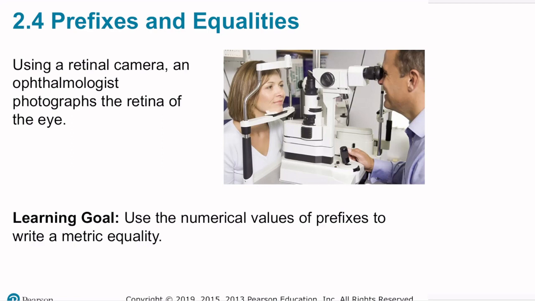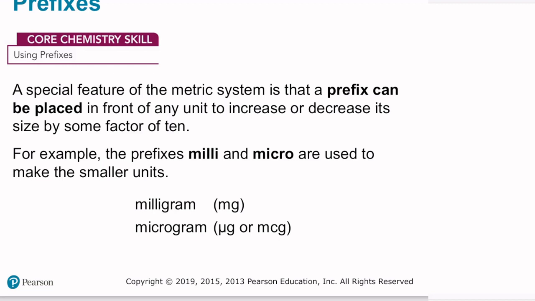In this video, we'll discuss how to use metric prefixes and convert between metric units using metric equalities. A convenient feature of the metric system is that prefixes exist to be placed in front of base units that increase or decrease their value by a factor of 10. For example, the prefixes milli and micro are used to make smaller units. A milligram is 1,000th of a gram, and a microgram is 10 to the minus 6 grams.